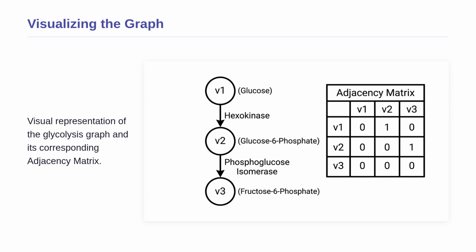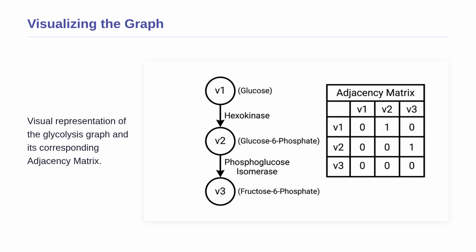To make this completely clear, let us look at a visual representation of what we just calculated. On the left, you see the mathematical graph. The circles are our vertices, V1, V2, and V3. The arrows are our edges, representing the enzymes hexokinase and phosphoglucose isomerase.